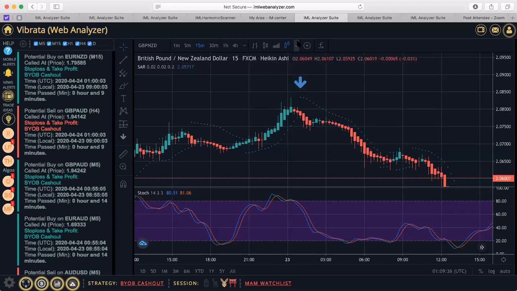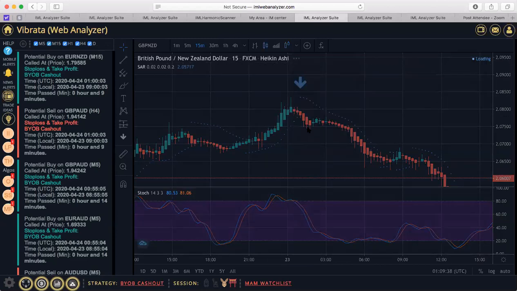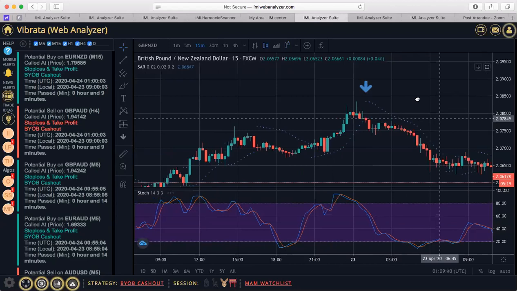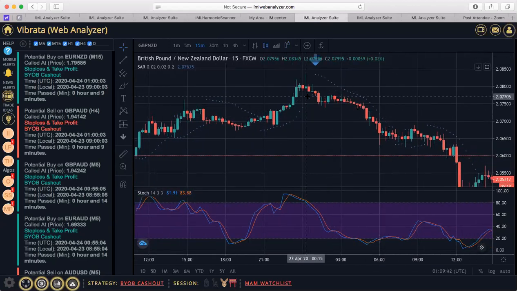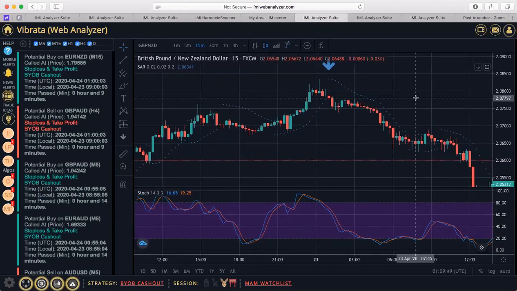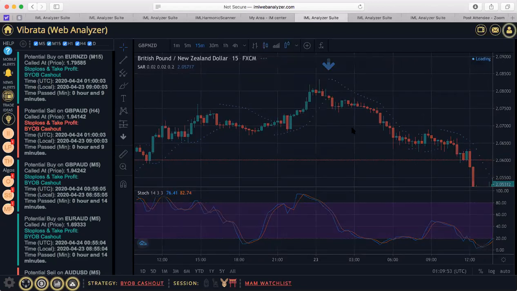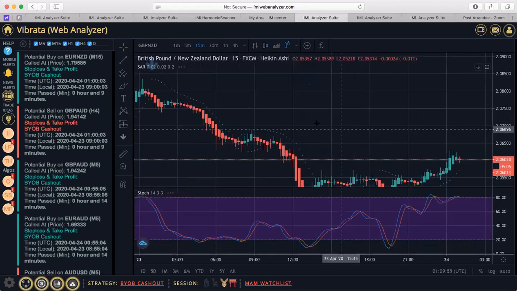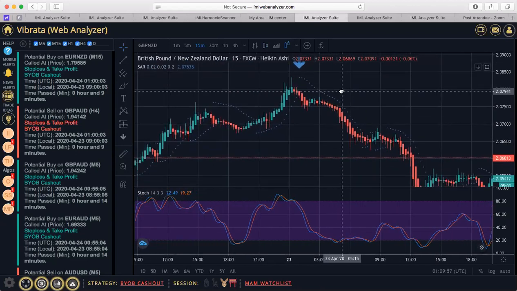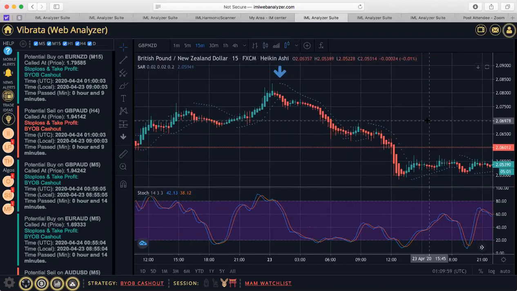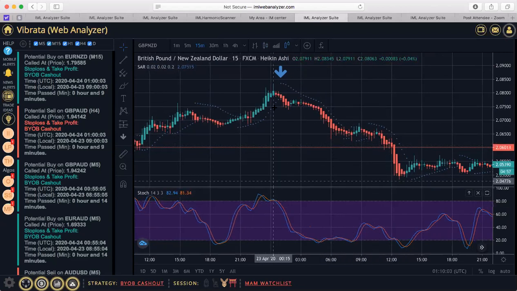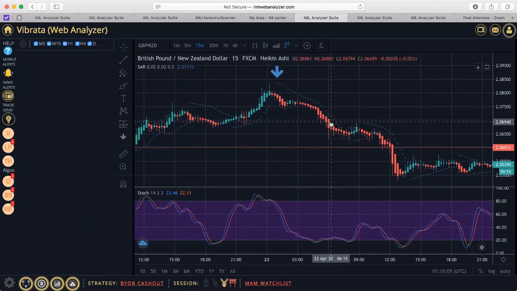Like you would with Japanese candles. Japanese candles are traditional candles, right? Heikin Ashi candles are an indicator. I just want you to make sure you understand that these are an indicator, though they're a lagging indicator.